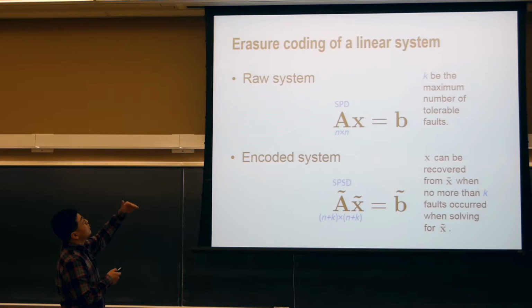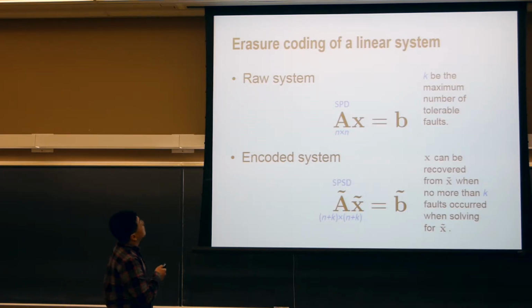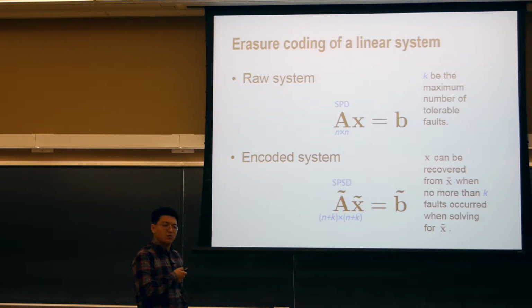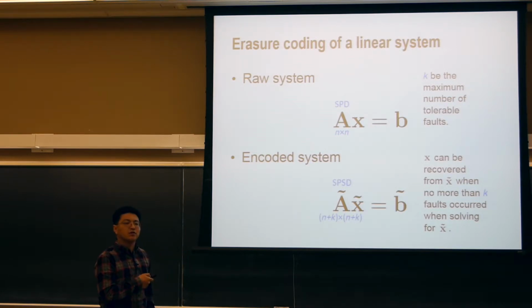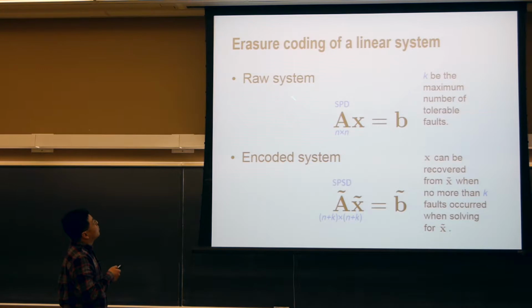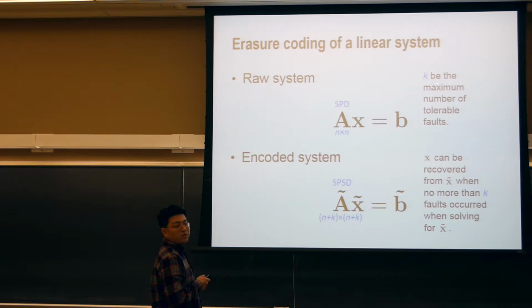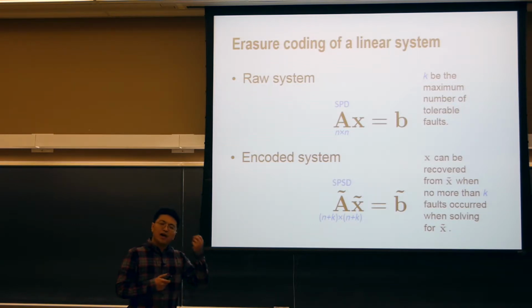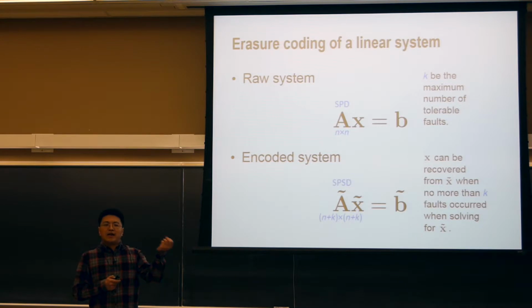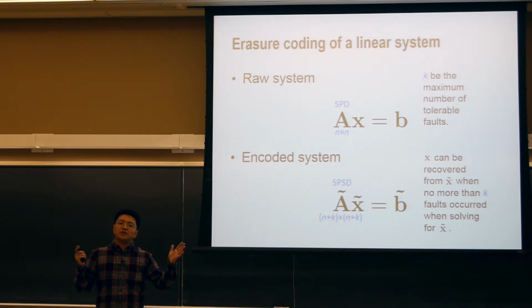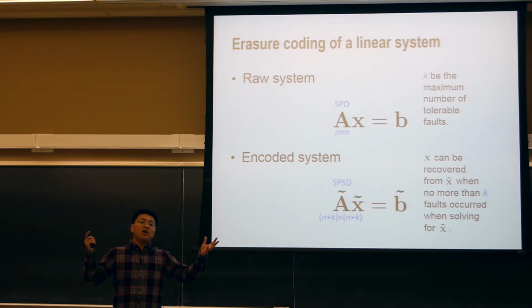So just as an overview of the erasure coding of the linear system, we have an input linear system. That's our target. We want to solve this in a distributed computing environment. It's an n by n matrix, and by assumption we assume it's SPD, and we call this linear system the raw system, just the input system. And let k be a parameter here. So k is the maximum number of faults that our fault oblivious computation can tolerate, or be oblivious to.